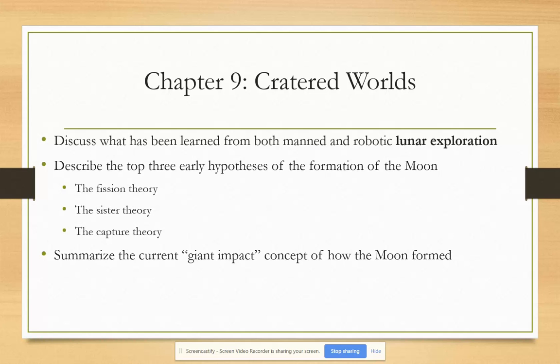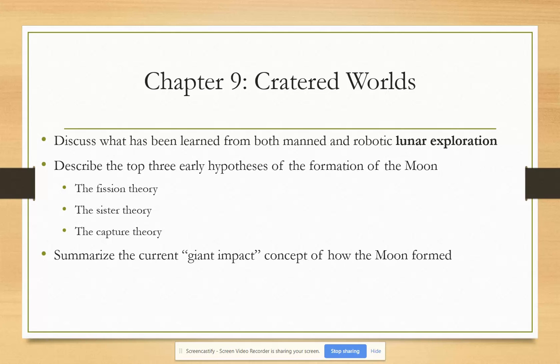So then we move to the capture theory, that the Moon came flying by and the Earth has strong enough gravity and said, hey, hang out with me for a while. That also has some flaws, like the Moon being too similar to the Earth in composition. So the current theory we have is the giant impact idea. Now, it's a hypothesis. It's not something that we can say we've tested, but it's better than the others.